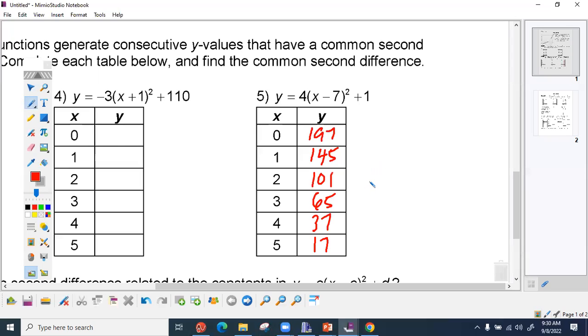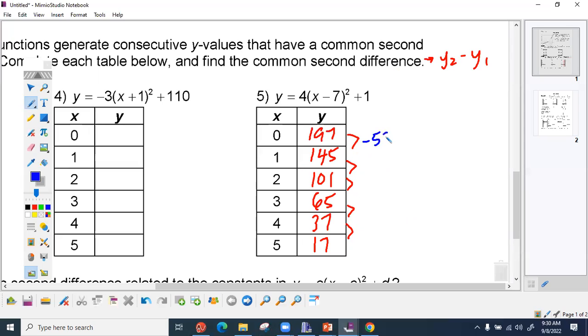Okay, so because we're testing to see if this is a quadratic, that means that we have to subtract how many times? Twice, because it's the second common difference. So when you're finding your common difference, remember that just means that you are doing your y2 minus your y1. Does that make sense?